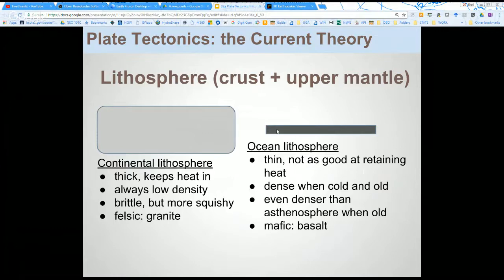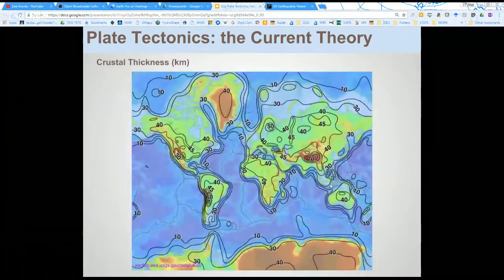Then ocean lithosphere is generally thinner and denser, not as good at retaining heat, and it gets even denser as it cools off and ages. And it's mafic in its composition. This is a map showing how thick different parts of the plates are, the different parts of the crust are. And you can see that the continents are generally much thicker. And these units are in kilometers. And that the oceanic plates, the oceanic crust, is generally thinner.